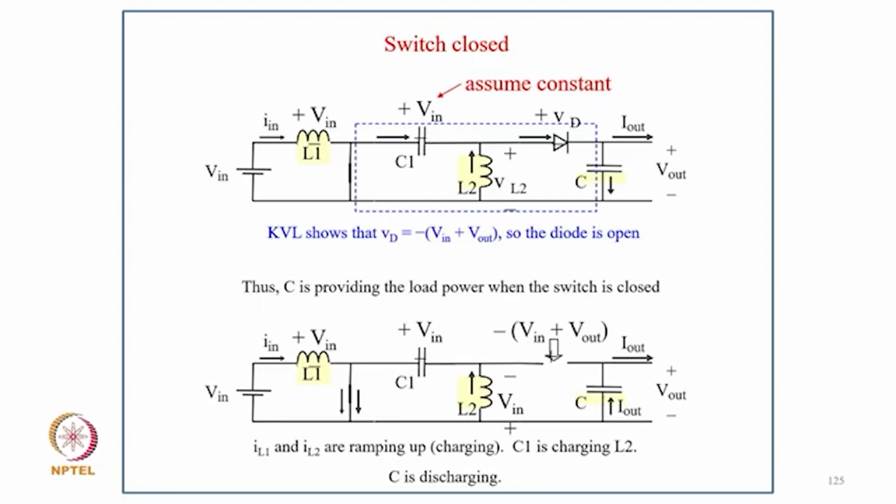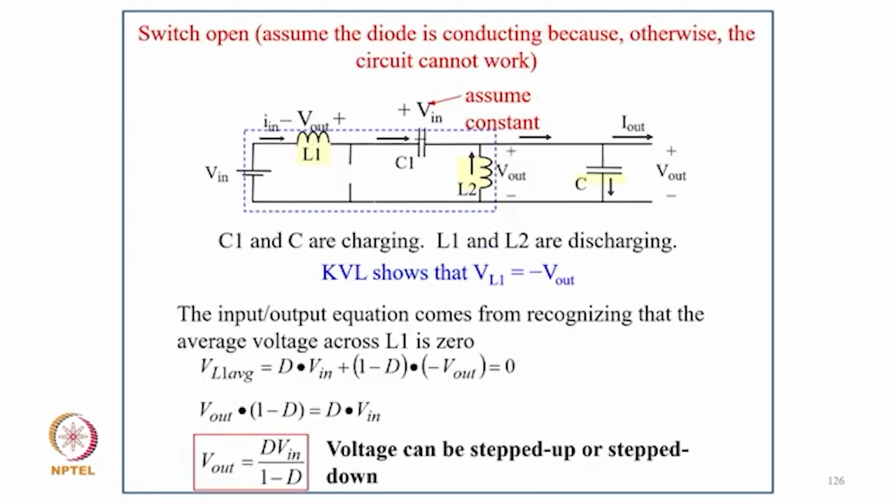Similarly, you can see IL1 and IL2 ramping up, charging, and C1 is charging L2, and C2 is discharging across the load, as you can see in the mode. And similarly, when the switch is open, the diode is conducting, so C1 and C2 are charging, and L1 and L2 are discharging. KVL shows VL1 equal to Vout.